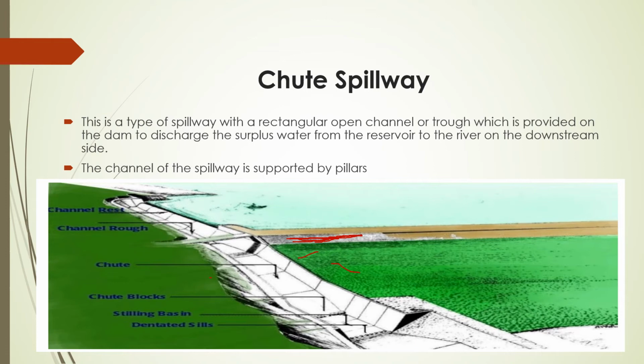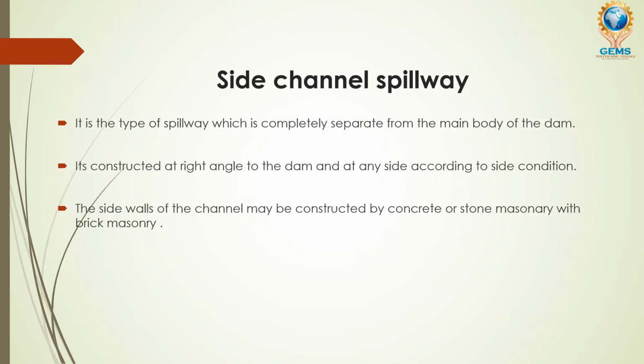Okay, fine. This is the fourth type, that is the side channel spillway. This side channel spillway is generally separate from the body of the dam. It does not attach; it is not constructed attached to the dam. It is constructed at right angles to the dam at any side according to site condition.